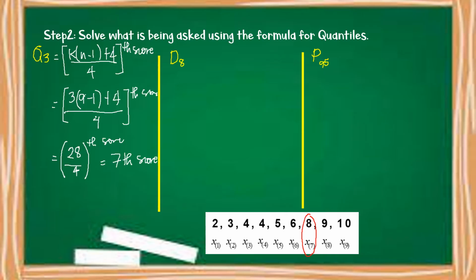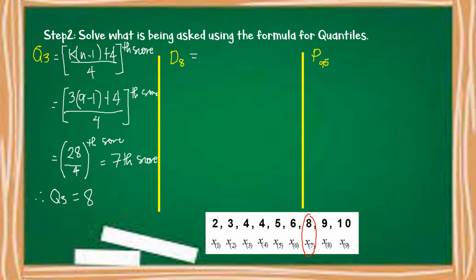So therefore, our third quartile or the 7th score in the data arranged set is equal to 8. So this is the final answer. Next, let's solve the decile.